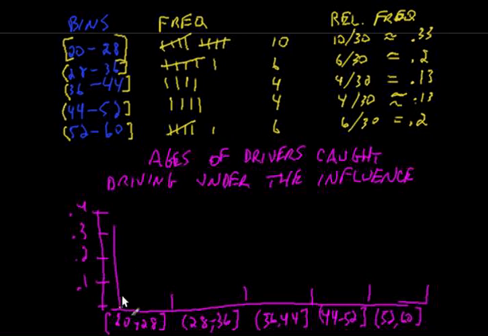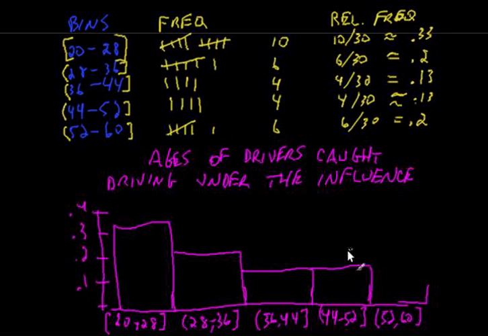Okay, and the 20 to 28 bar should have a relative frequency of 0.33. So we put that bar in up at around 0.33. Next bar is up at 0.2, a relative frequency of 0.2. Then we have 0.13, which is roughly here. Another one at 0.2. And finally, the last one is also 0.2. So the last thing we should do is label the y-axis, that is the relative frequency.